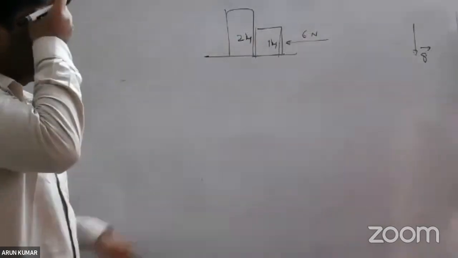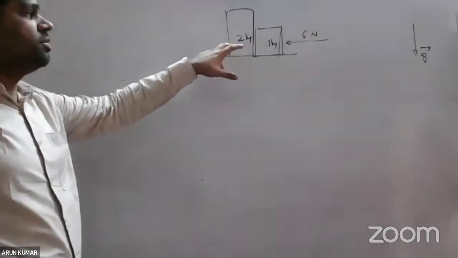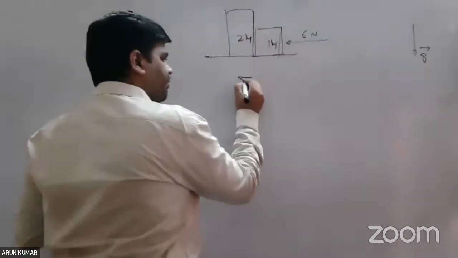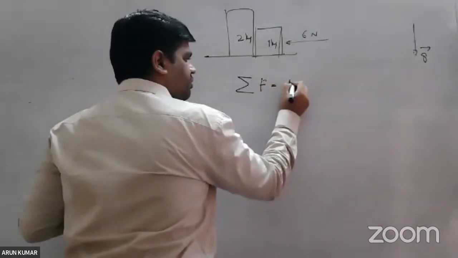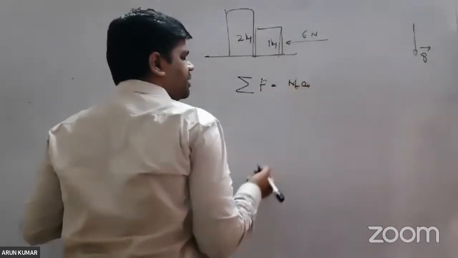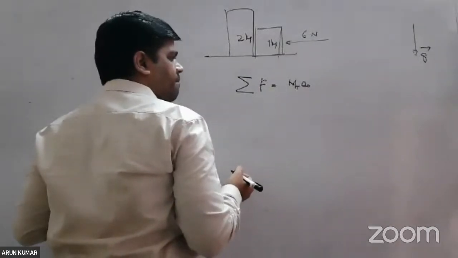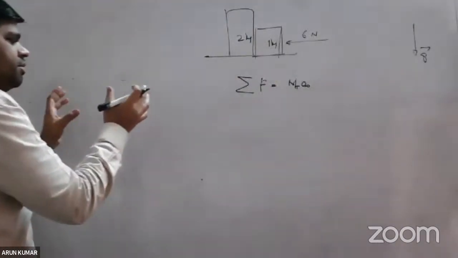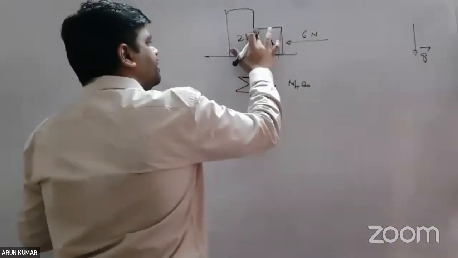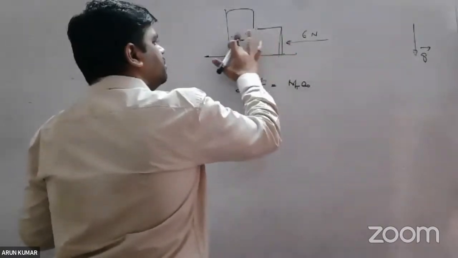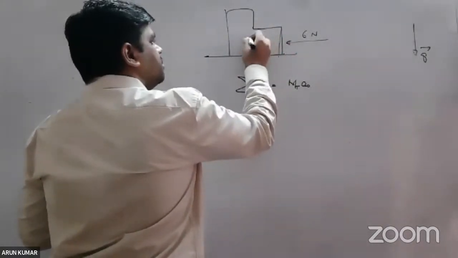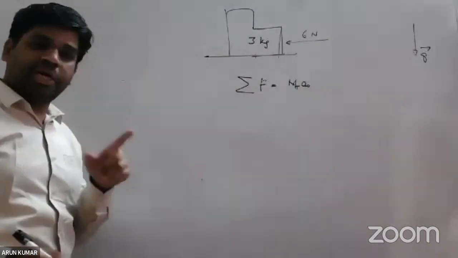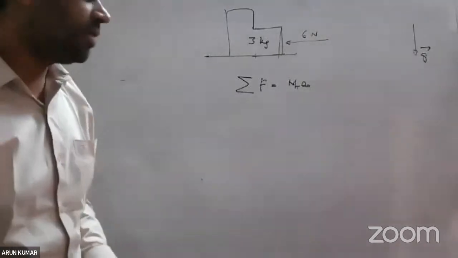For acceleration, I'll treat both of them as one block, and the net external force is 6. So net external force, sigma F, is equal to total mass into acceleration. Because total mass is 3 kg. Why is it 3 kg? Because they are moving as one block. So I can treat this as one block of 3 kg. Sir, acceleration will be 2 meter per second squared. Correct. Perfect, 2.